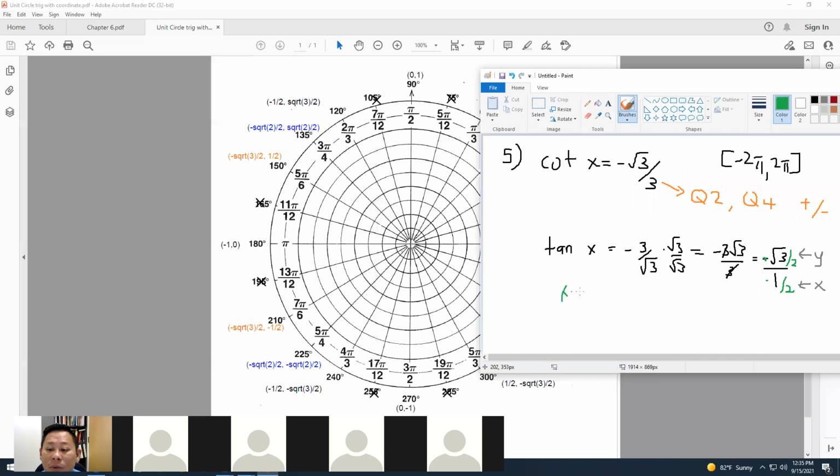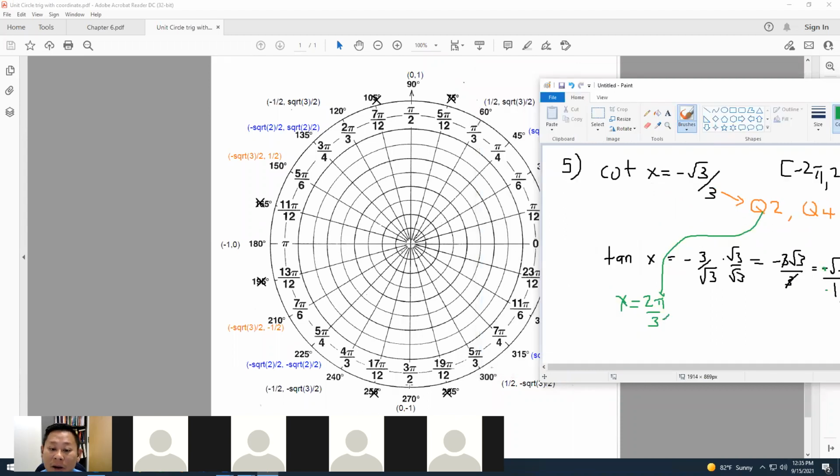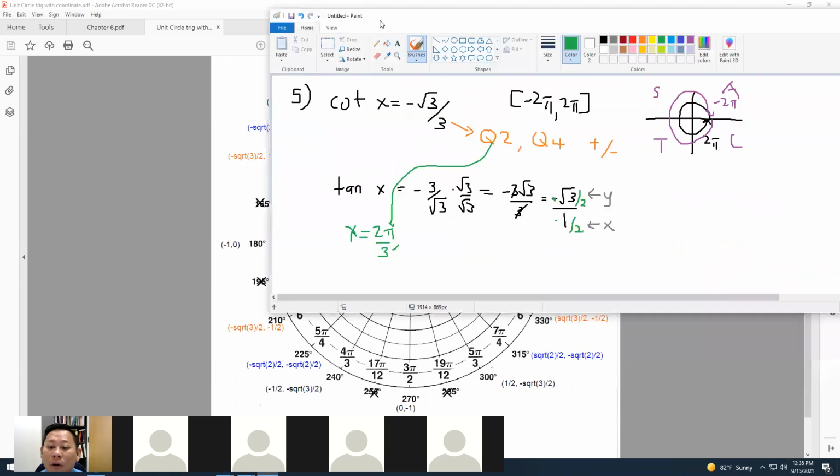So x in this case will be 2 pi over 3, which is in quadrant 2. And the other one should be in quadrant 4, which is right over here. So which one will give us a negative √3/2 and 1/2? One of them is negative, one of them is positive. So which one is that? 5 pi over 3. So that will be in quadrant 4.